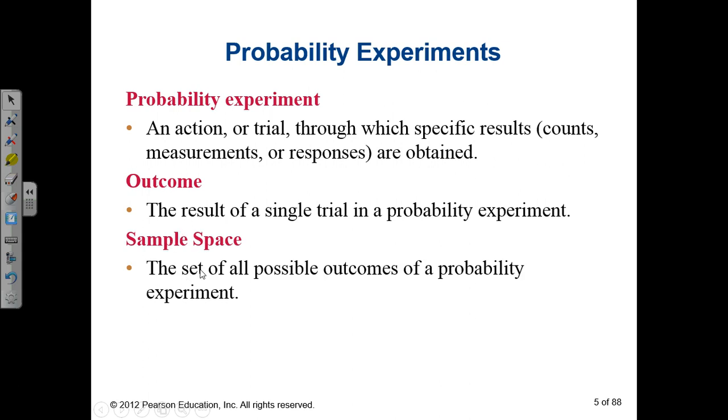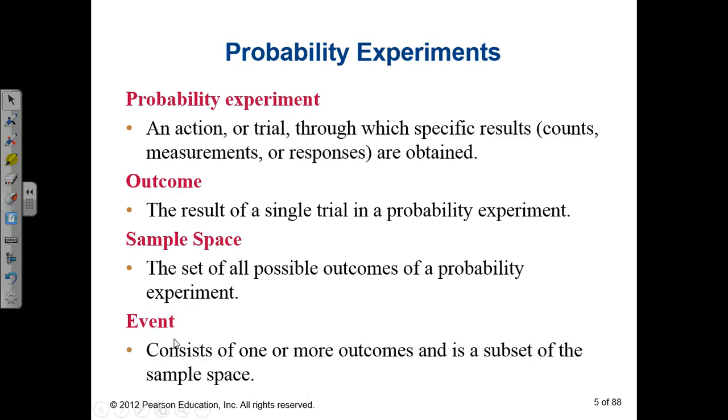The sample space is a set of all possible outcomes of a probability experiment. The sample space for the probability experiment that consists of tossing a coin is heads or tails. The sample space for the probability experiment rolling a six-sided die is 1, 2, 3, 4, 5, and 6.